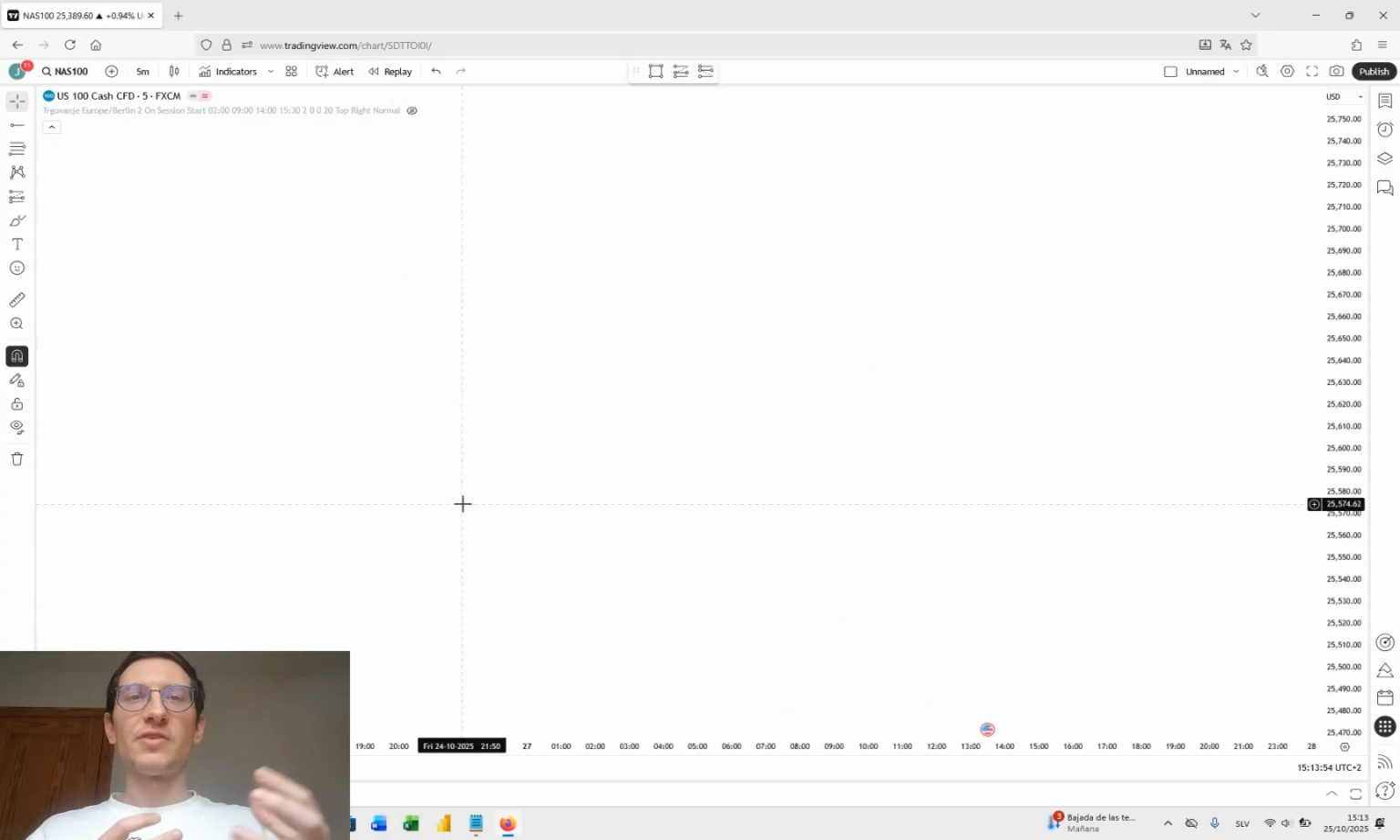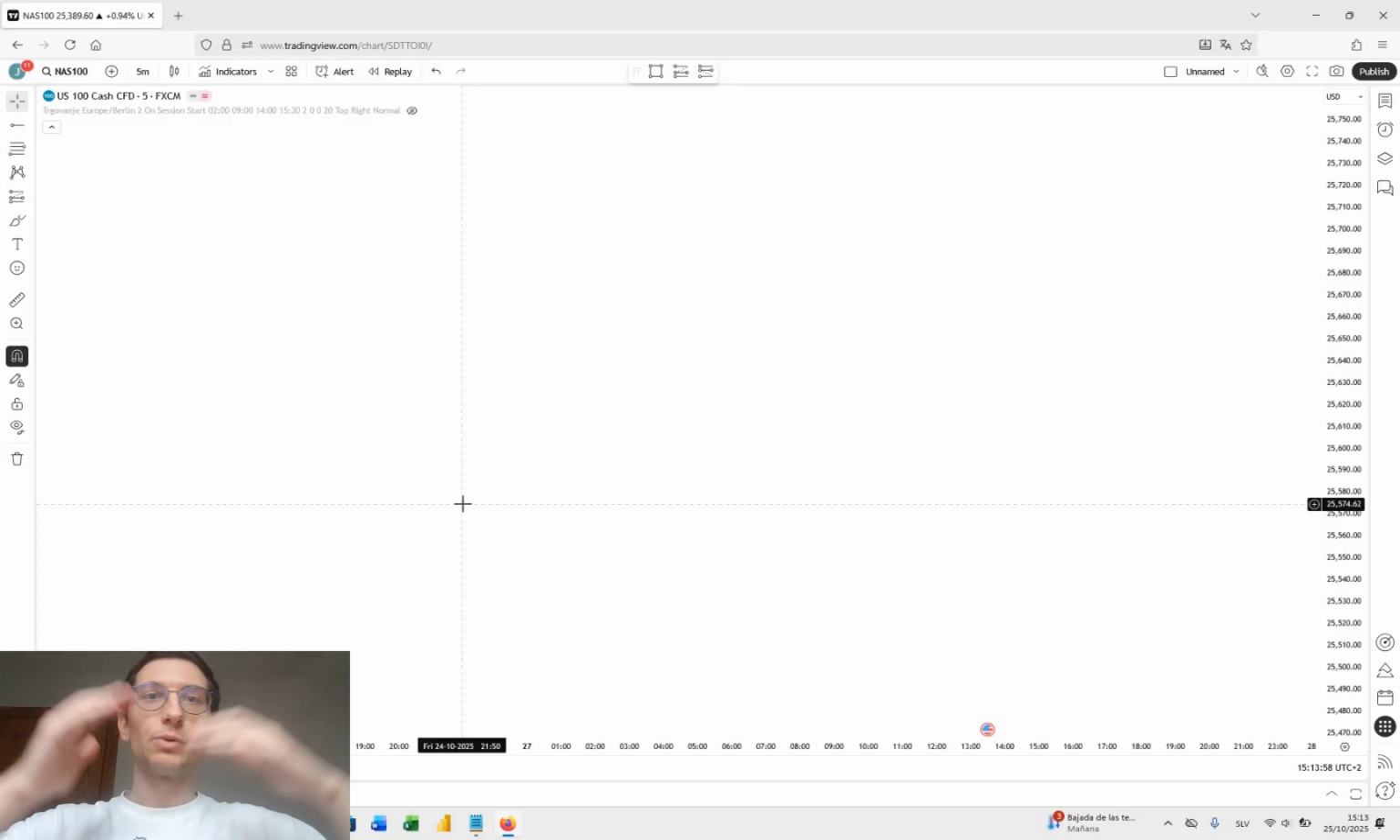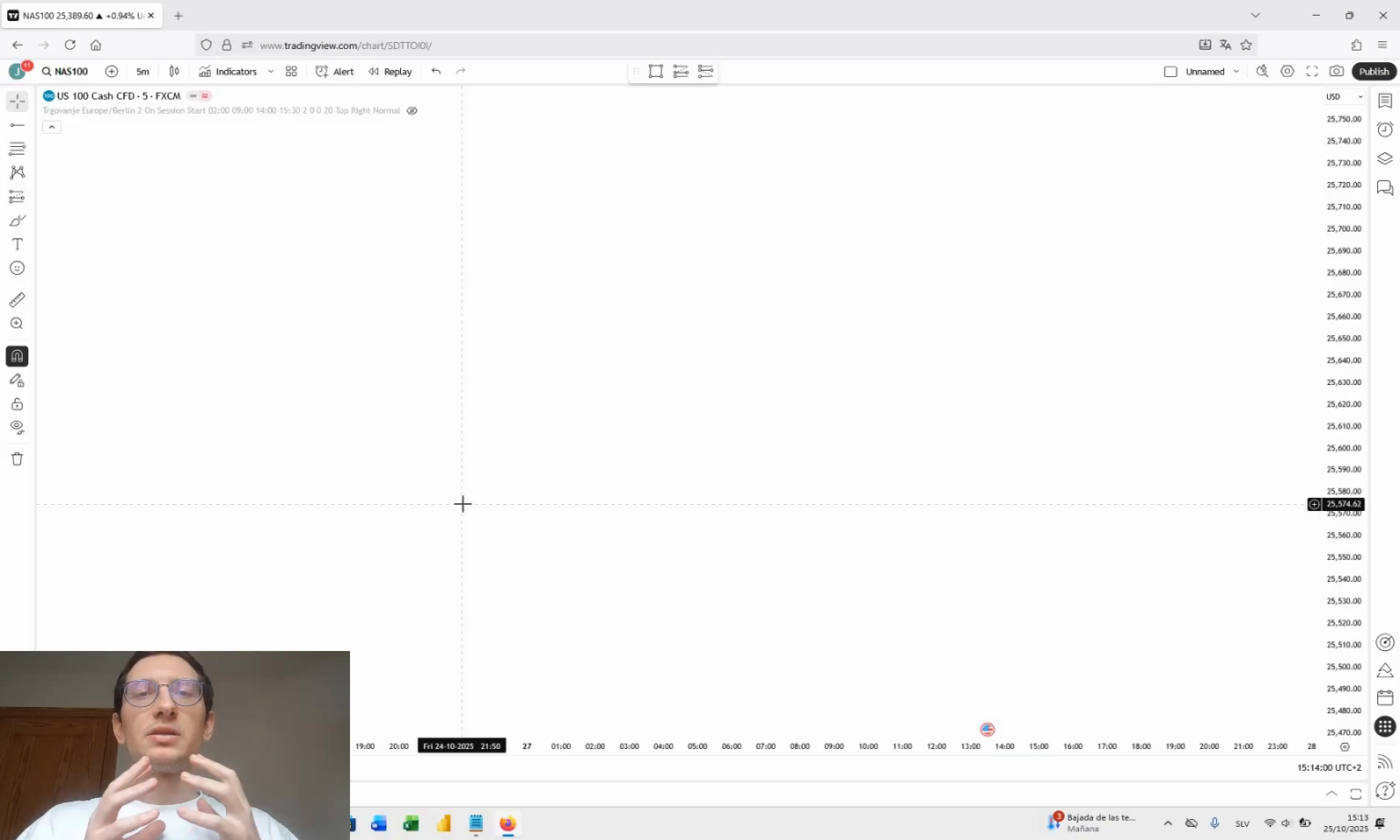So what are fair value gaps? As you know, price moves constantly up and down, up and down. But there are quite often times where the price moves up so fast that the orders in between that fast movement couldn't get fulfilled. Because the price moved up so quickly, the traders got surprised and they couldn't place orders at that time. You know what I mean?